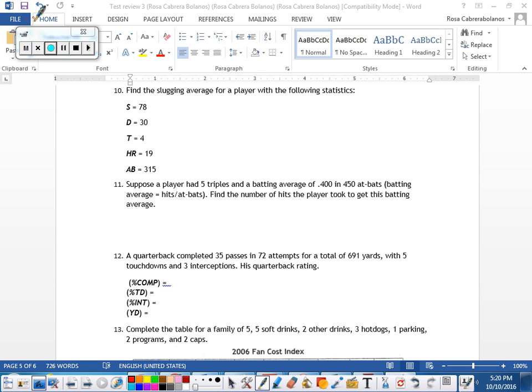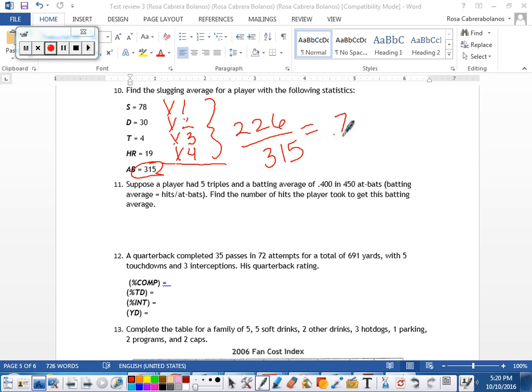Let's try it again. Times 1, times 2, times 3, and then times 4. I don't remember everything, but I think that when you add all these you get 226, and then all you gotta do now is divide it by 315 because that's the number of at-bats, and once you do that it gives you 0.717 something. That's your answer for that one.